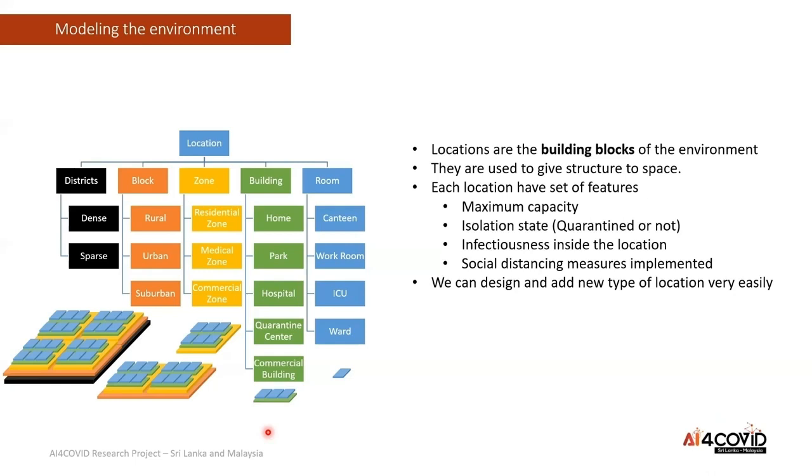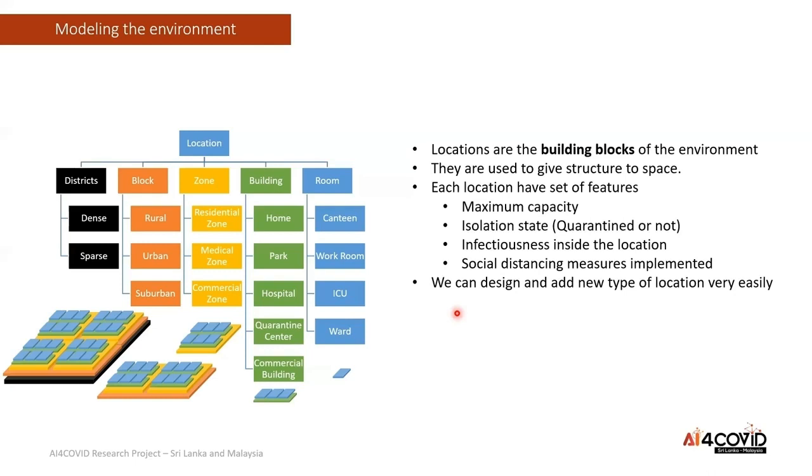And we can change the different infectiousness inside these locations. For example, if we consider an ICU, it has the potential to be more infectious than, let's say, a park. Also, we can implement different social distancing strategies. We can implement, like, keeping 1 meter distance in malls and like that.